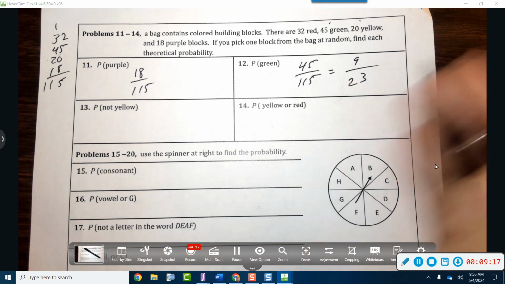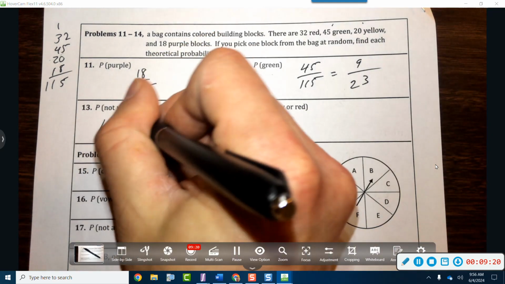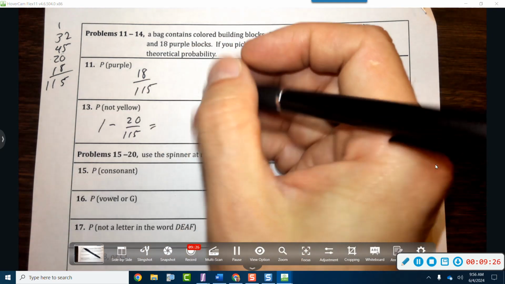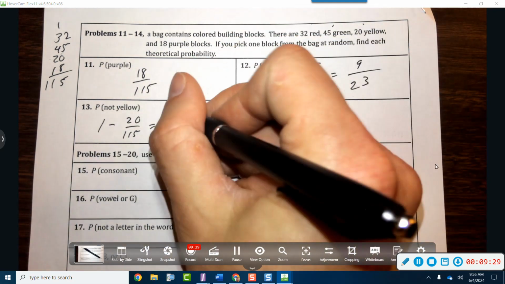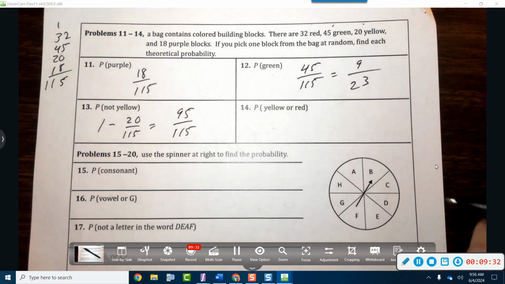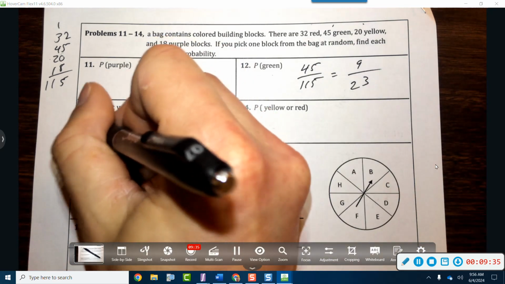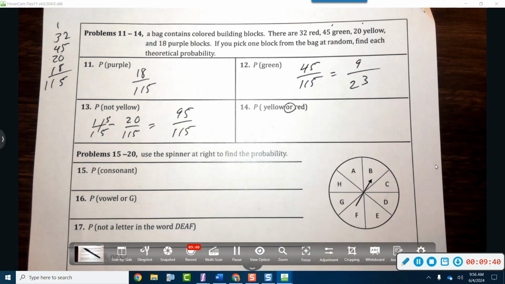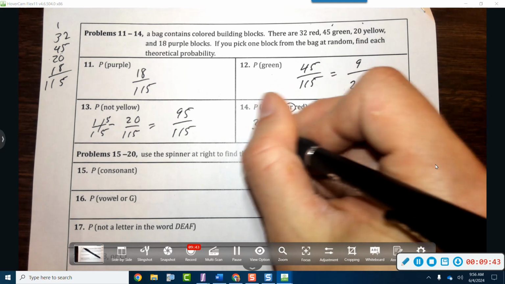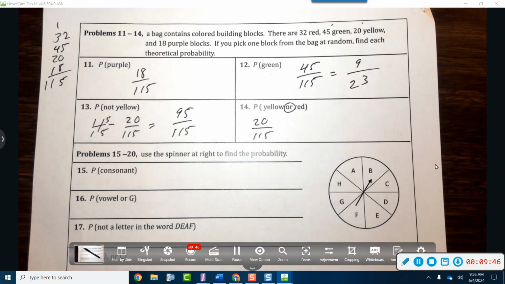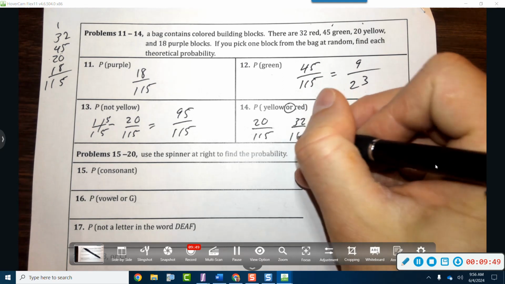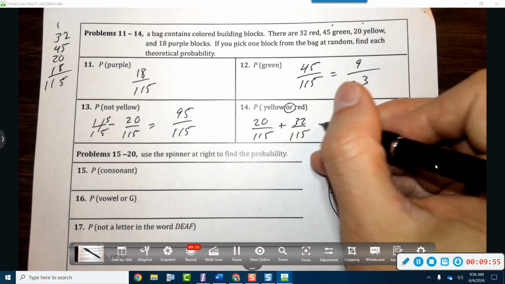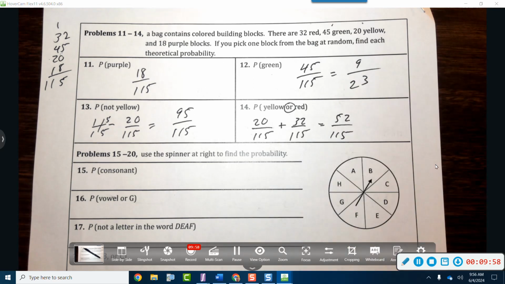What about not yellow? Well, what we can do is we can go 1 minus 20 out of 115. That would be fine, right? So that would mean if 1 is 115, that's 95 out of 115, because this is 115 out of 115. All right, what about yellow or red? Now I like or. Yellow would be 20 out of 115, but then the red is 32 out of 115. But if you have or, then you're going to do a plus. You add the two together, that's going to be 52 out of 115, and that's it.